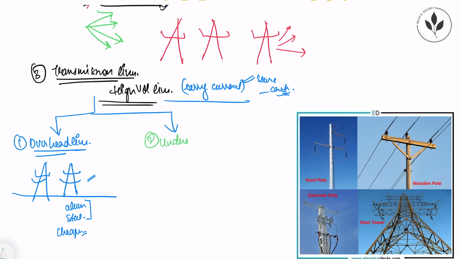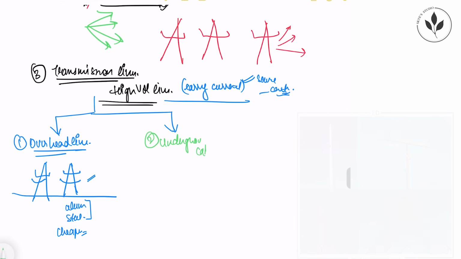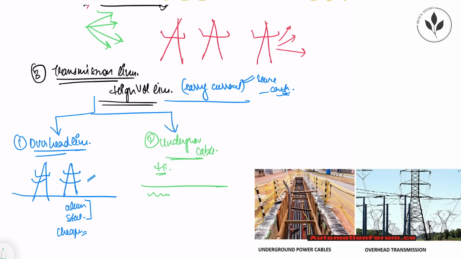And the second type is underground cables. In these, the high voltage cables are buried below the ground, and there is a proper conduit running throughout your roads, which is actually carrying your wires of electricity.